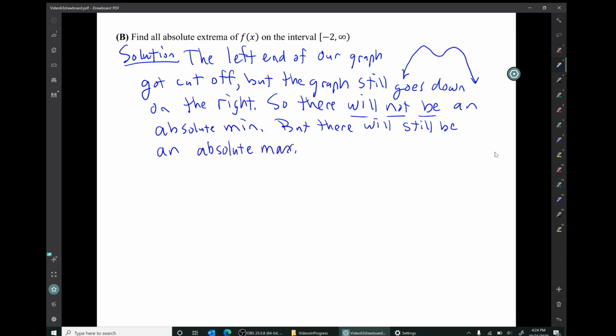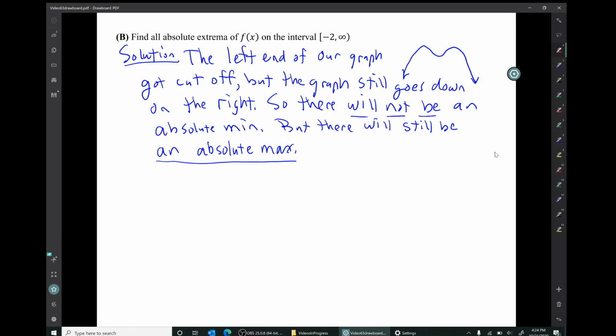So we had, in question A, reasoned that the graph was going to look something like this. Now, we have cut off the left end of the graph because we're looking at this half-open interval. But the right end of the graph still goes down. So there will be no absolute min. But there will still be an absolute max. There's still going to be a highest point up here somewhere. So we're looking for an absolute max.